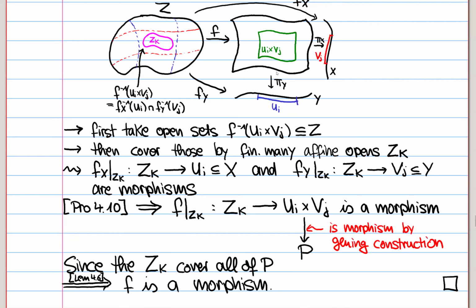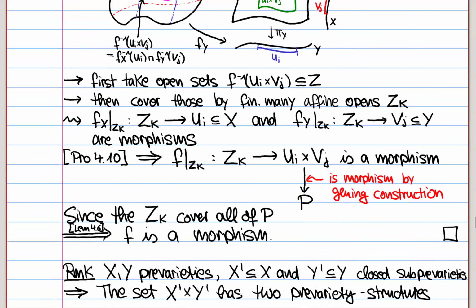On the other hand, this product here, by the gluing construction, is an open sub-prevariety of the glued variety P. So this thing is also a morphism. And so this composition is still a morphism. That was what we wanted to check. And then since the Z_k cover all of P, again, we use a particular lemma to say that F is indeed a morphism. And so this finishes the proof. We have checked the universal property. So products exist and they are unique.